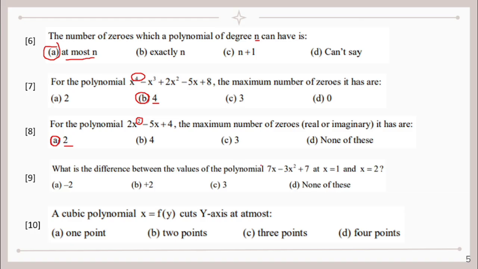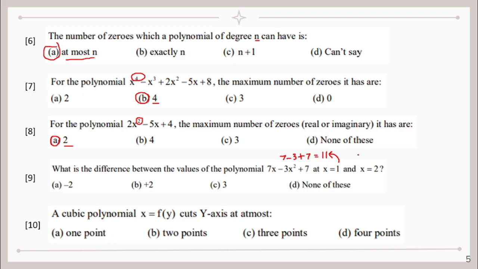What is the difference between the values of the polynomial 7x minus 3x square plus 7 at x equal to 1 and x equal to 2? First you find for x equal to 1. In place of x, if you put 1, 7 into 1, 7. Minus 3 into 1 square, 1, 3 into 1, 3. So minus 3 plus 7. This is the x equal to 1 value. So 7 plus 7, 14. 14 minus 3, 11. This is for when x equal to 1.